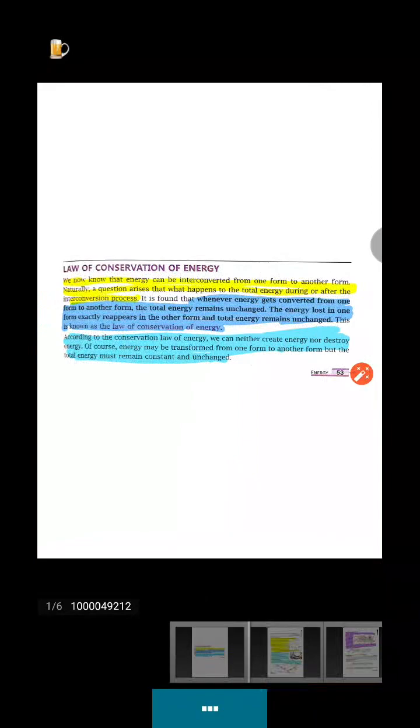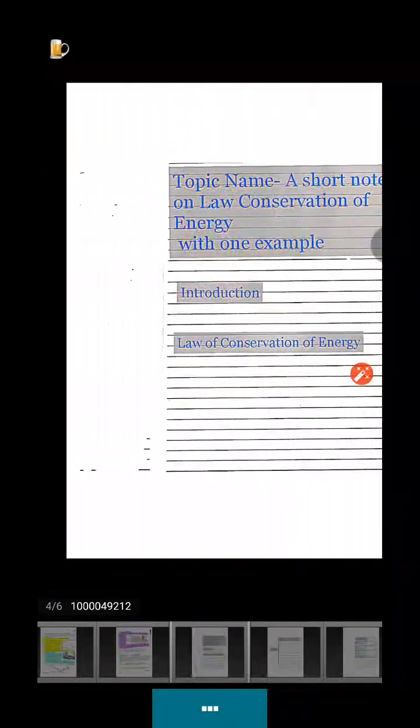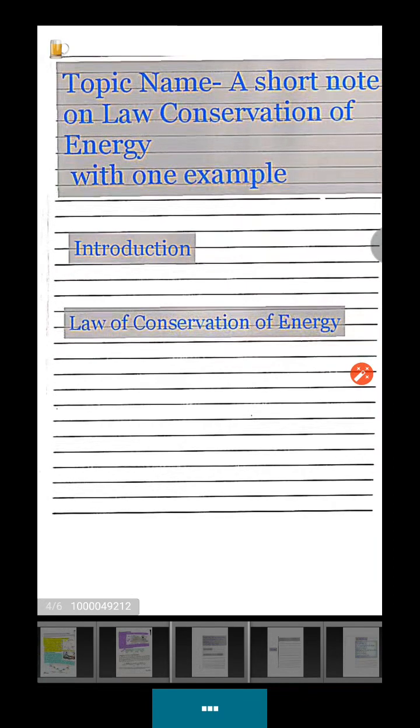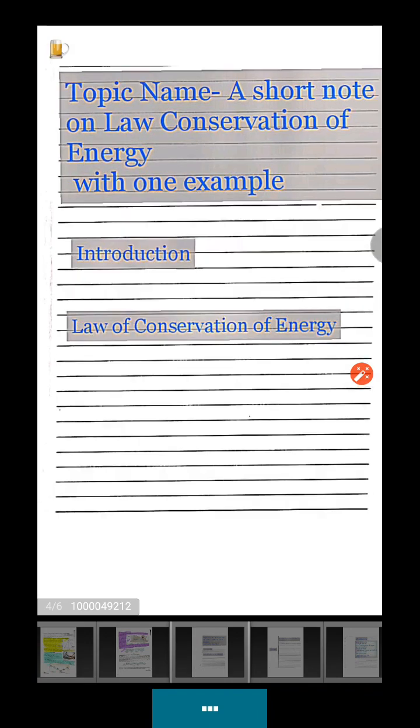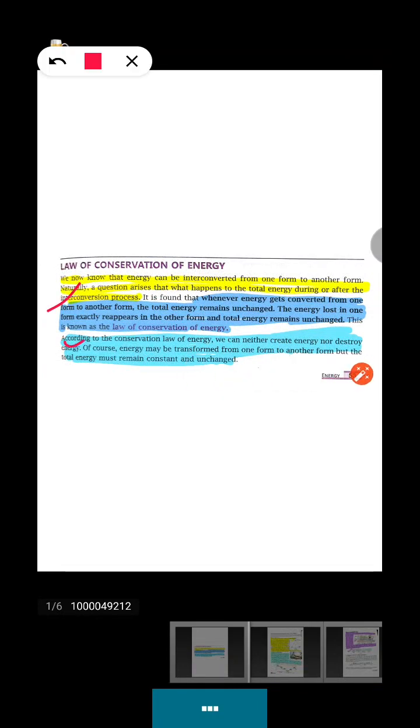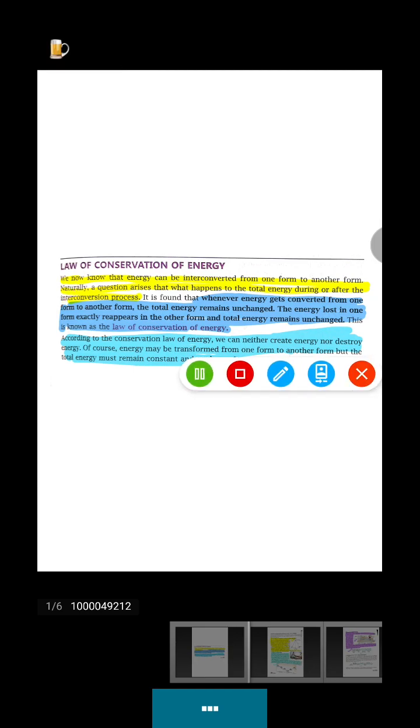Next, there are 2 points highlighted with blue. Write them in separate para in the second part, law of conservation of energy. This is the second part, law of conservation of energy. Those two blue highlighted parts, write them separately inside that column.